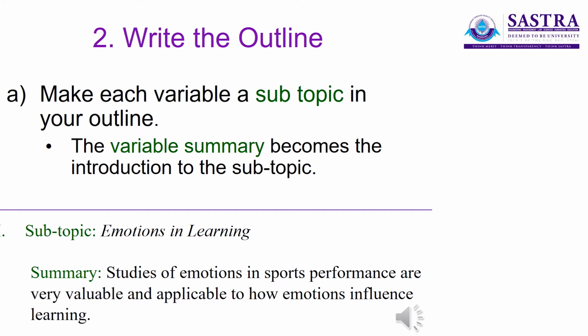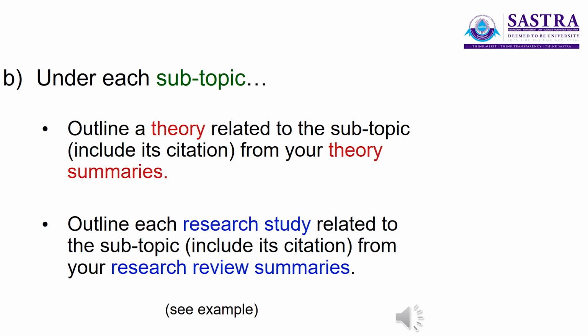And to make each variable a subtopic in your outline, the variable summary becomes the introduction to the topic. Make sure that, like a subtopic such as emotion and learning, I write a summary for that. Emotions and learning is that variable, which is a subtopic I consider here, and I am writing the summary. Studies of emotion and sports performance are very valuable and applicable to how emotion influences learning.